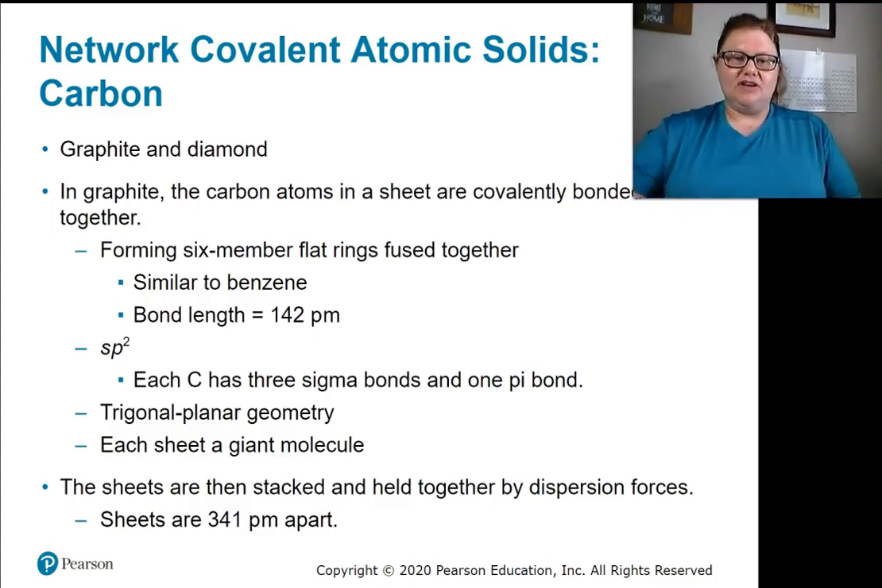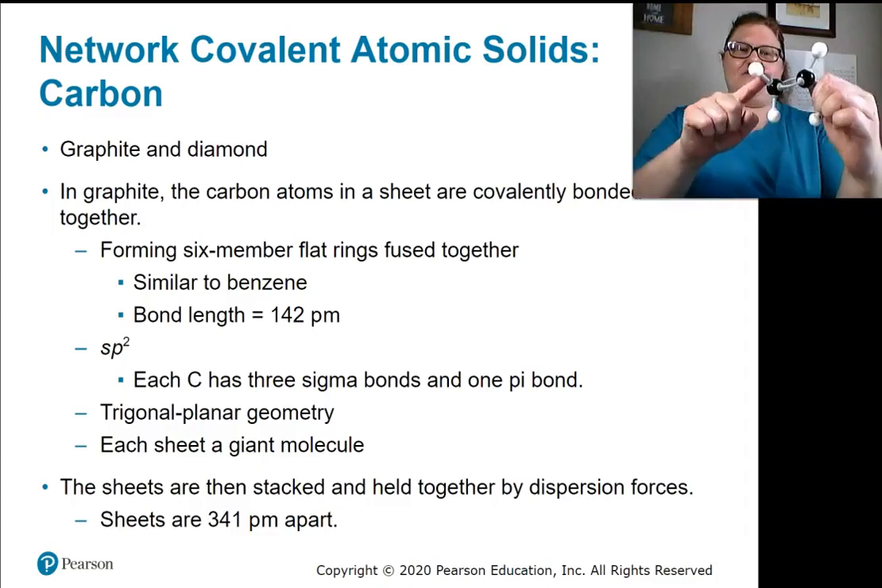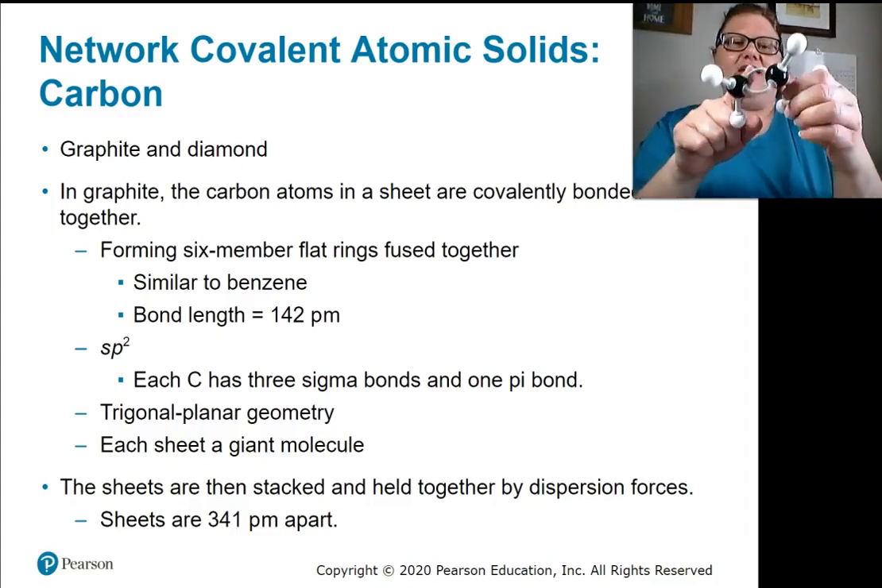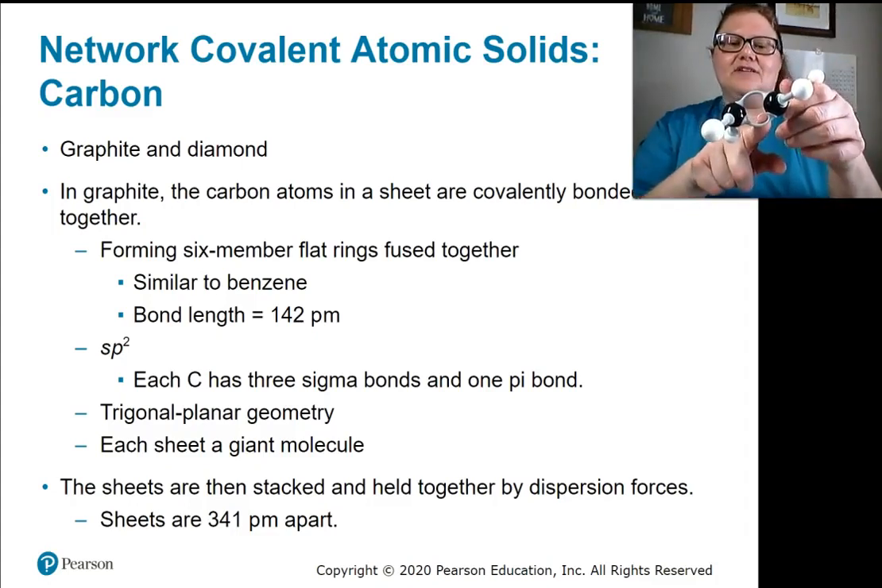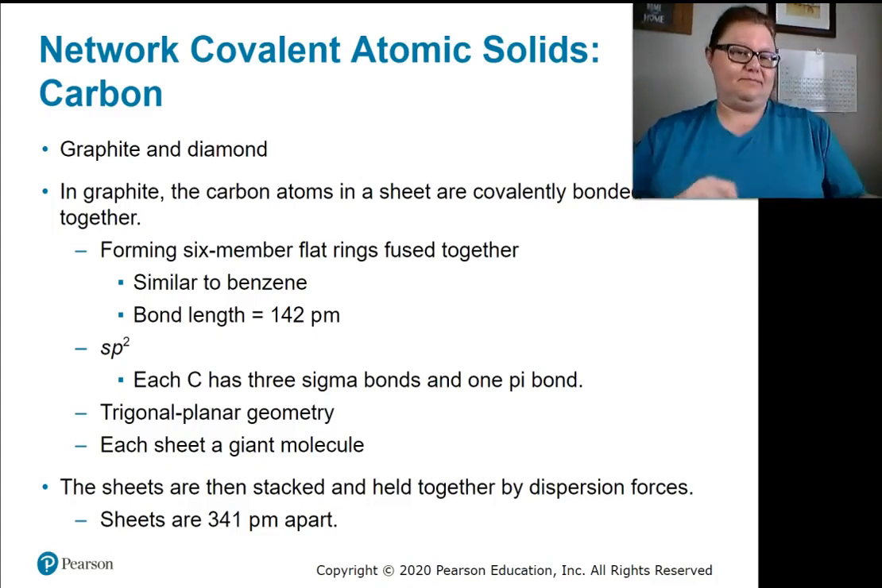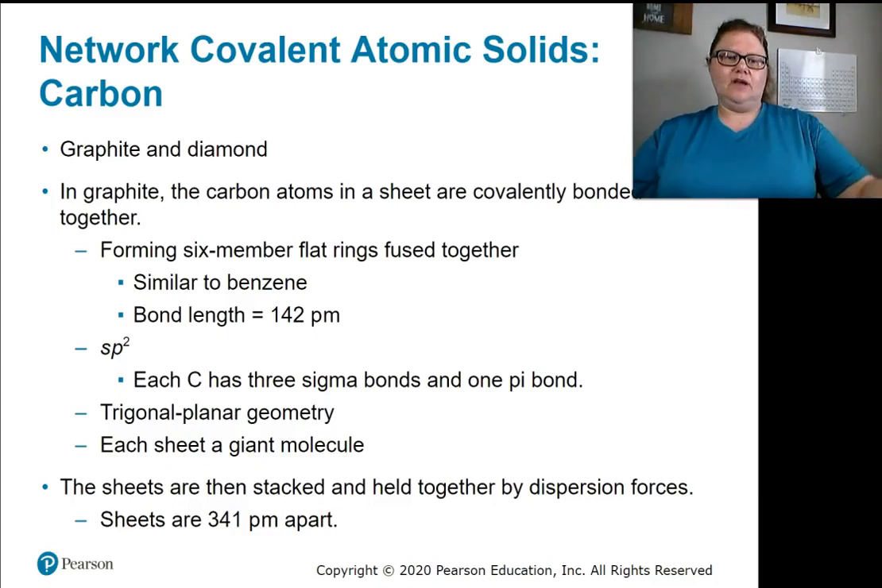Each carbon has 3 sigma bonds and 1 pi bond. Reviewing that, remember that the single bonds are sigma, and the double bonds are made up of 1 sigma and 1 pi. So when we have that, it's a trigonal planar geometry. Each sheet is one giant molecule. The sheets are stacked and held together by dispersion forces. They're weak, and the sheets are 341 picometers apart.